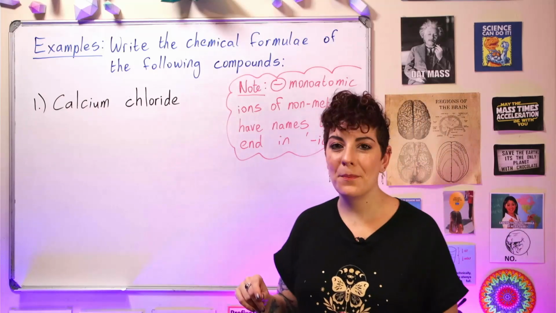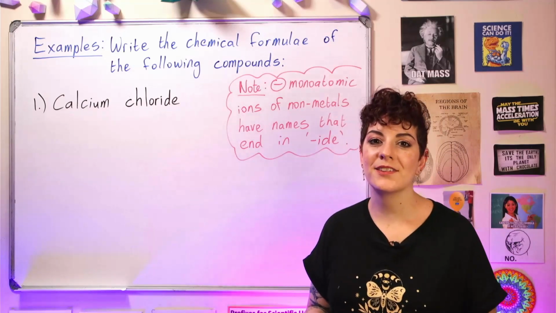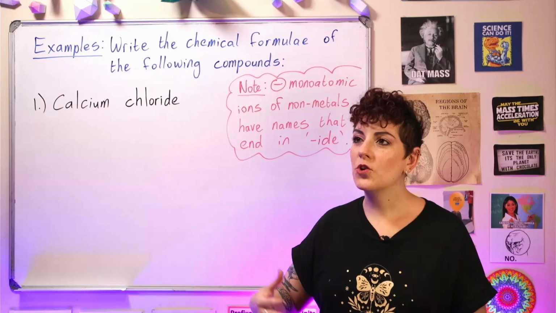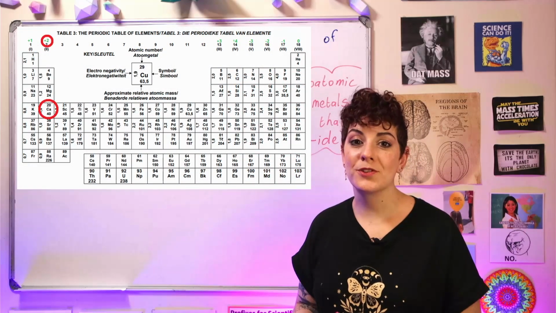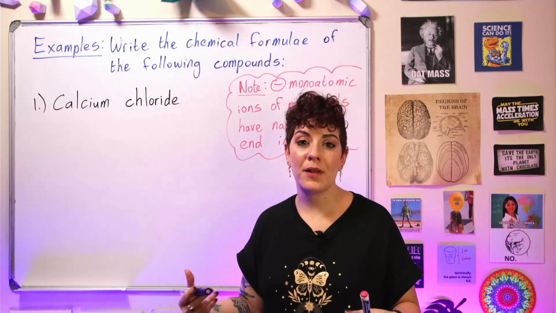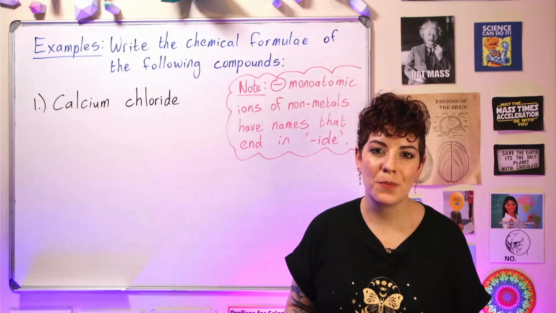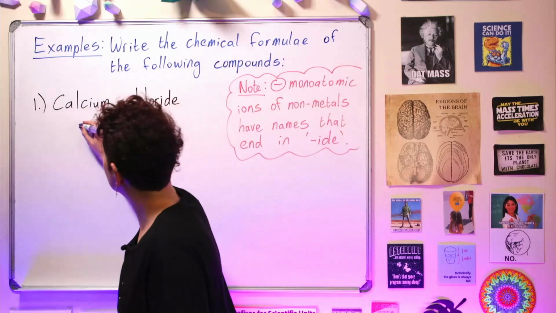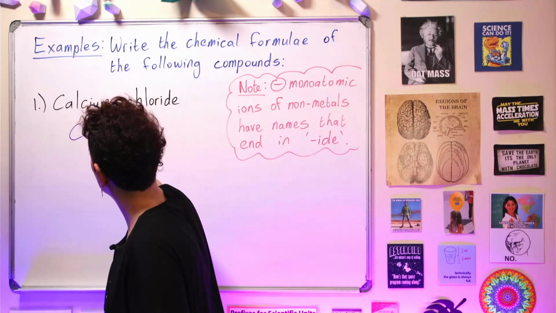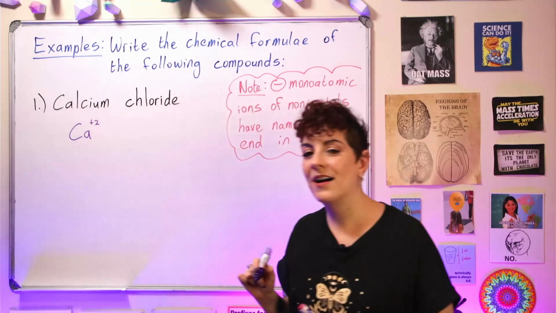Again, calcium is a metal, and metals always form positive ions. So you would look on your periodic table and find calcium, and it is in group 2. So it'll have a charge of +2, which you can write as 2+, and now we write that positive calcium ion first. So Ca+2 is the calcium ion.